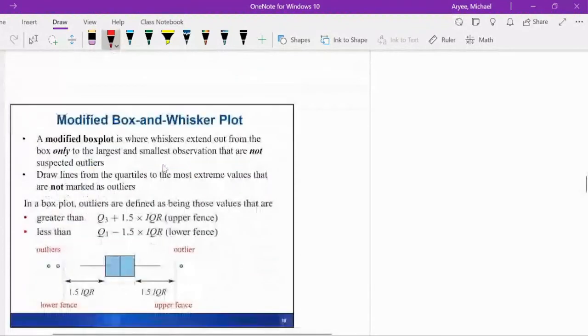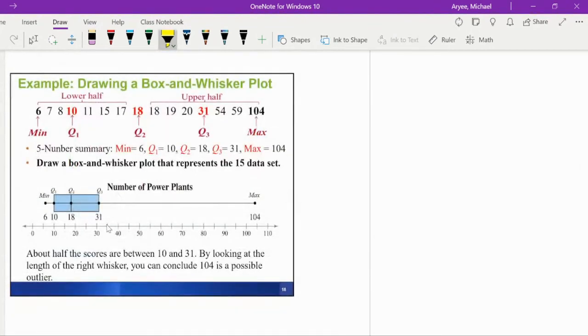We're going to do what we call the modified box plot. A modified box plot includes any suspected outliers. A regular box plot does not include outliers. This is an example of a regular box plot. I suspect this is an outlier, but a regular box plot does not include that. A modified box plot does include outliers.